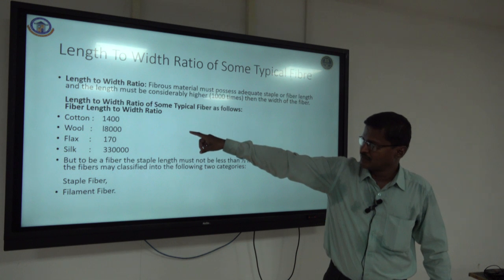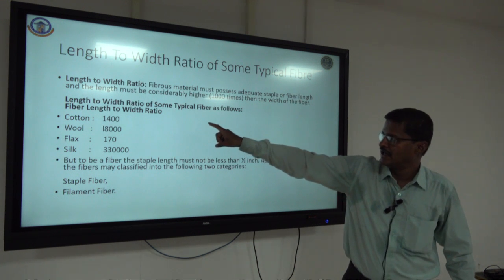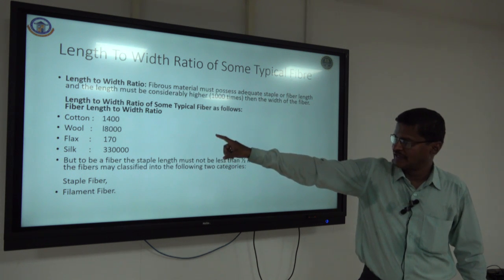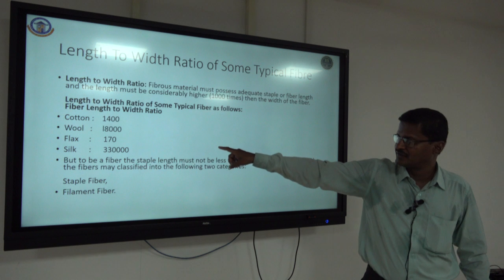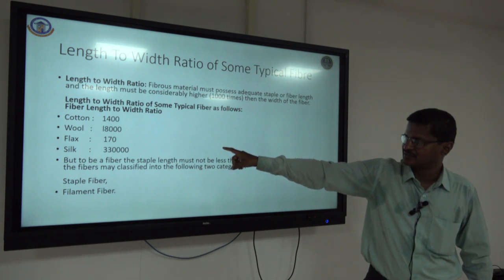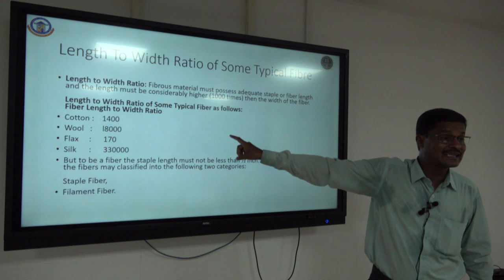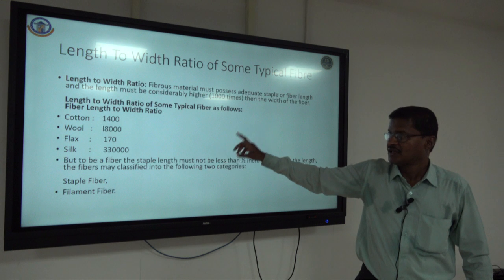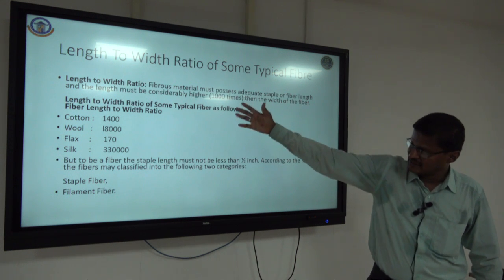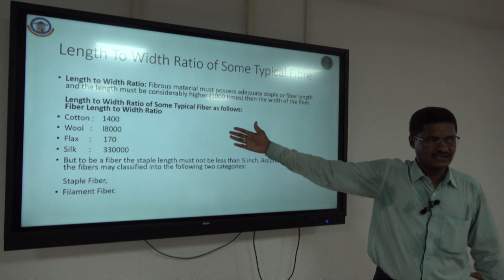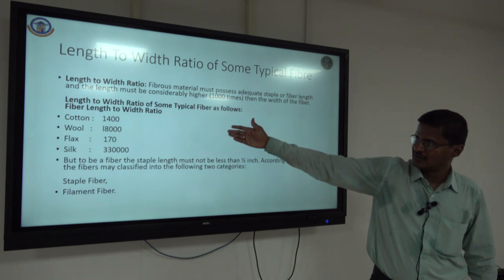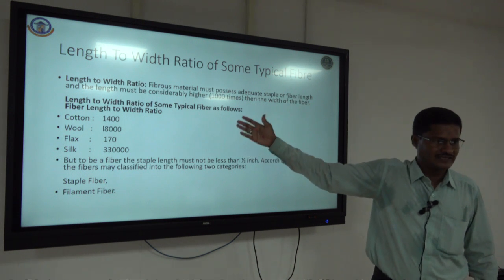For example, cotton fiber is 1400 times higher than its diameter. Wool is 18,000 times higher than its diameter, flax is 170 times higher than its diameter, and silk is 33,000 times higher than the diameter of the fiber. So these are the fibers we majorly use. Cotton is the king of the fiber. It is used around the world in a higher percentage. Next to cotton, we can use wool and silk, natural fibers.